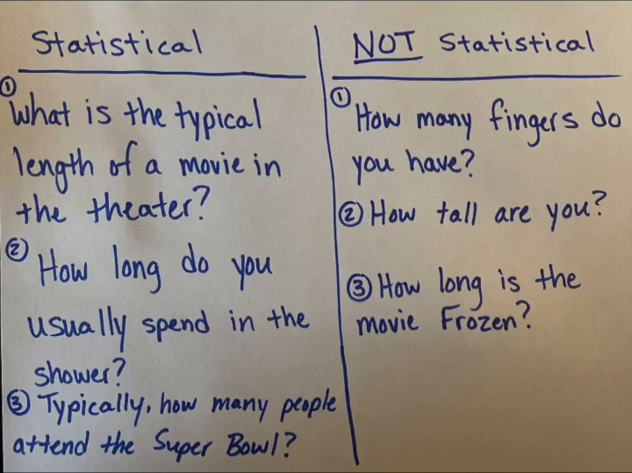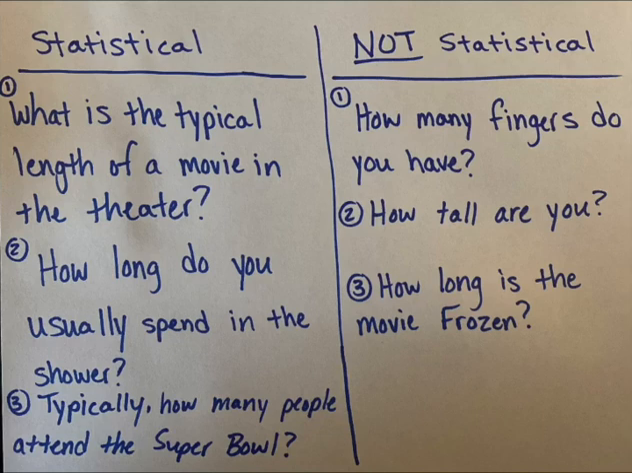Now that we have defined these two things, let's go ahead and give some examples, because right now it might seem a little bit confusing, but I think if we give some examples, it'll make a little bit more sense. All right, so let's take a look at some of these sample questions that I have written on this sheet of paper. On the statistical side, we have 3 questions. 1, what is the typical length of a movie in the theater? 2, how long do you usually spend in the shower? 3, typically, how many people attend the Super Bowl?